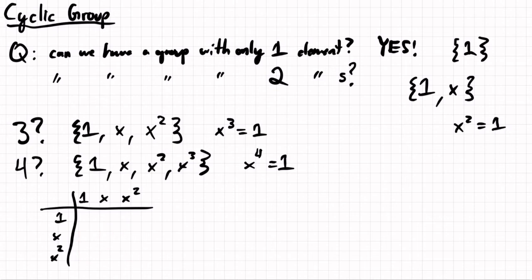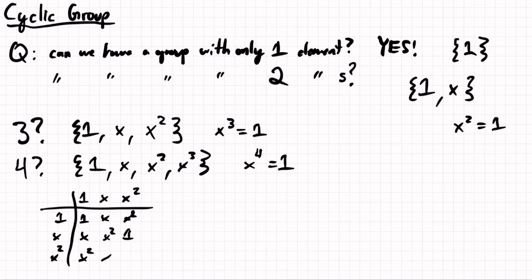of those elements are. So 1 times 1 is 1. 1 times x is x. 1 times x squared is x squared. Likewise, x times 1 is x. x times x is x squared. And x times x squared, well, x cubed equals 1, so we have 1. Last but not least, 1 times x squared is x squared.